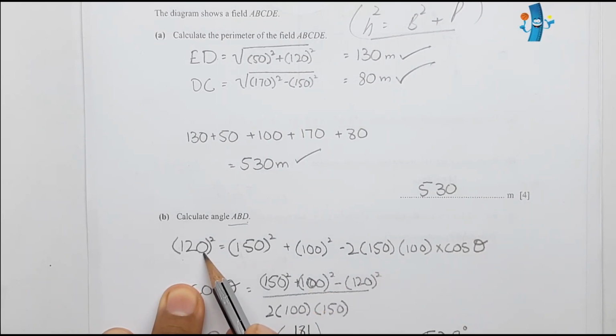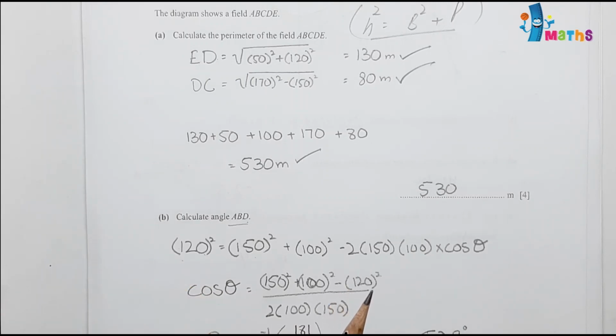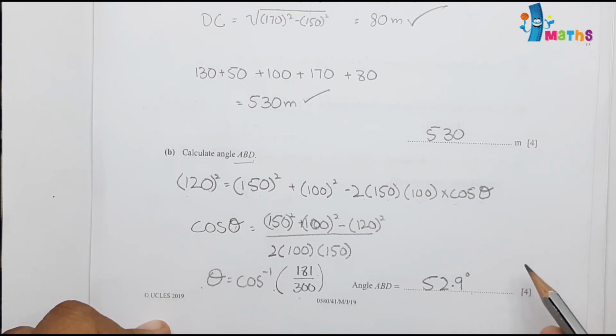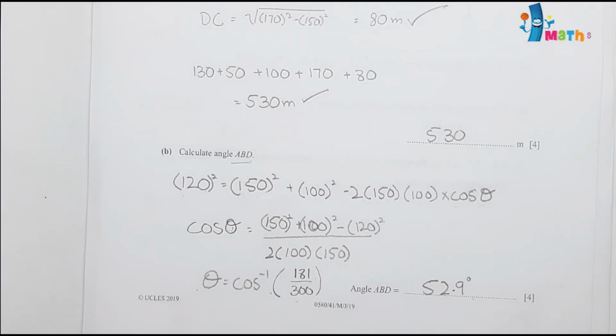120 square is equal to 150 square plus 100 square minus 2 into 150 into 100 into cos theta. So we will make cos theta the subject and send all these values to the other side, and we will get this one. So theta will be equal to cos inverse of 181 over 300, which is 52.9 degrees. So this will be our angle ABD, 52.9 degrees.